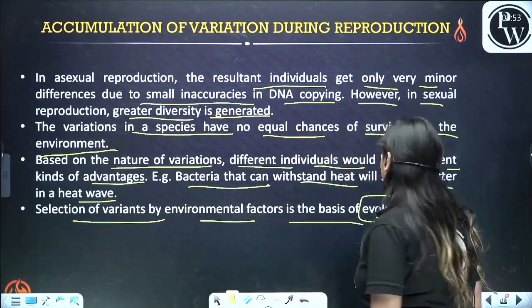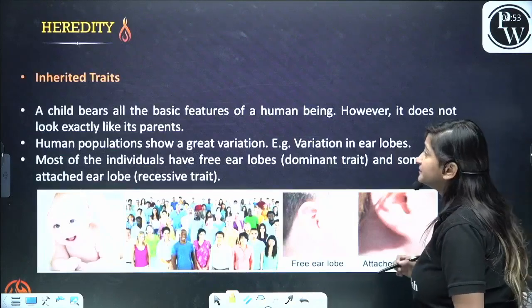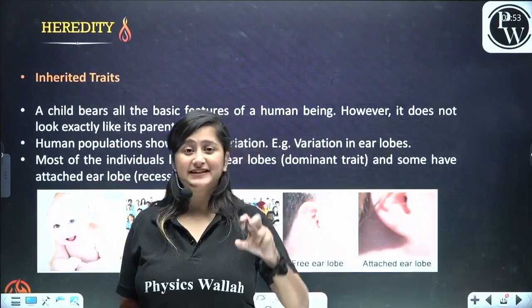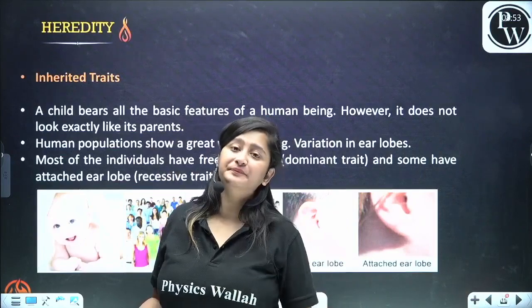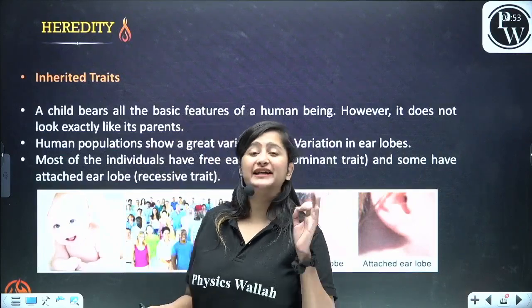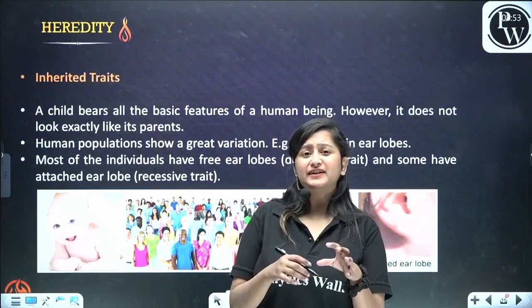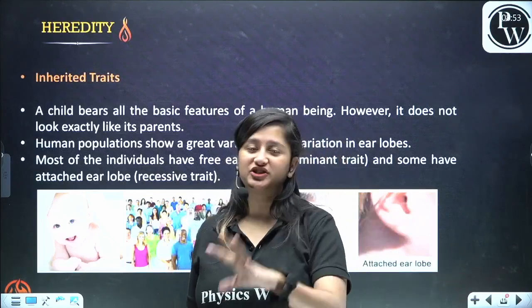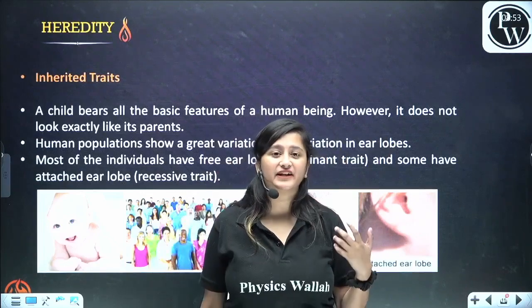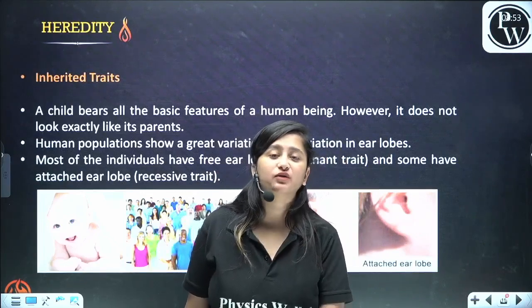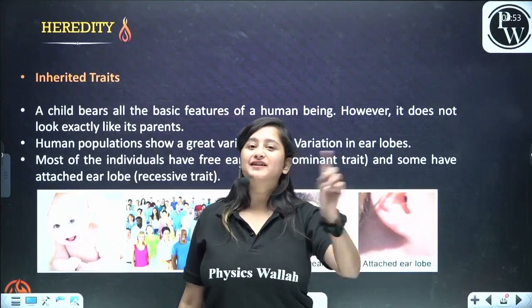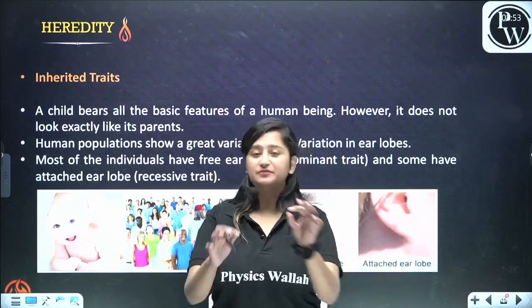Okay. Now, let's move forward. Inherited traits. Now, there are two types of traits, the inherited trait and the acquired trait. What are inherited traits? Those which are basically transferred from the parent to the progeny. So let's say my father is a very good dancer, so I can also dance well. So this is a characteristic that is passed on, I'm just taking an example.